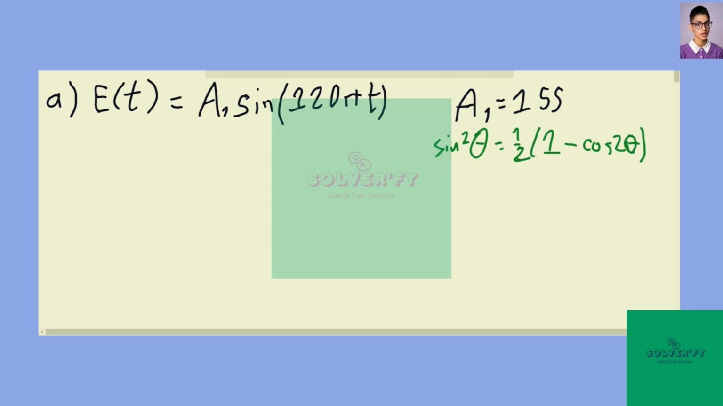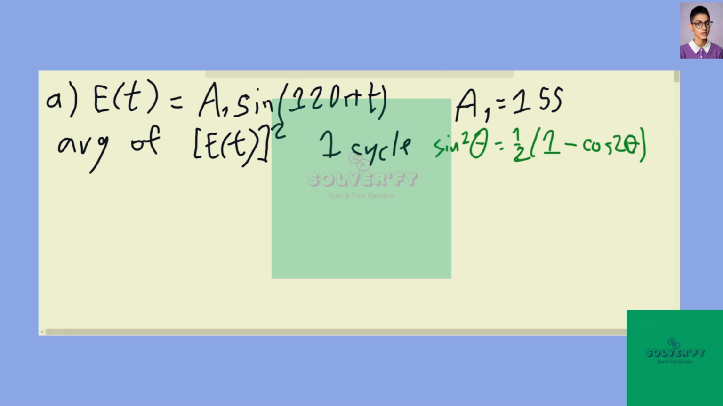But yeah, so what we have to do is find the average value of E of t squared. That's what our question tells us. For one cycle. Well, one cycle, we're told that there are 60 cycles in a second. So that would mean one cycle would be 1/60th of a second.